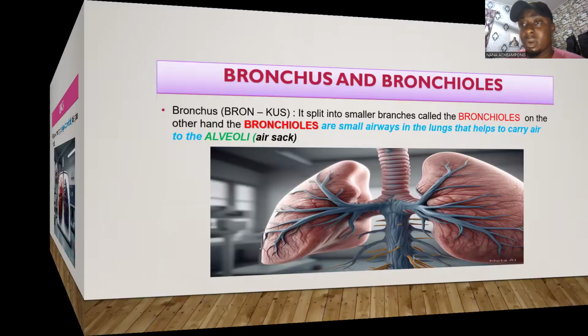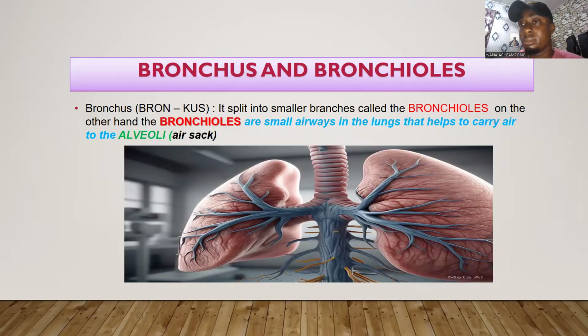So the next organ is the bronchus and the bronchiole. With the bronchus, this is how it's pronounced: you use the sound bron and cus. So that's what is in the bracket. Let's look at what the bronchus does. It's split into smaller branches called the bronchioles. On the other hand, the bronchioles are small airways in the lungs that help to carry air to the alveoli, which is also known as the air sac.